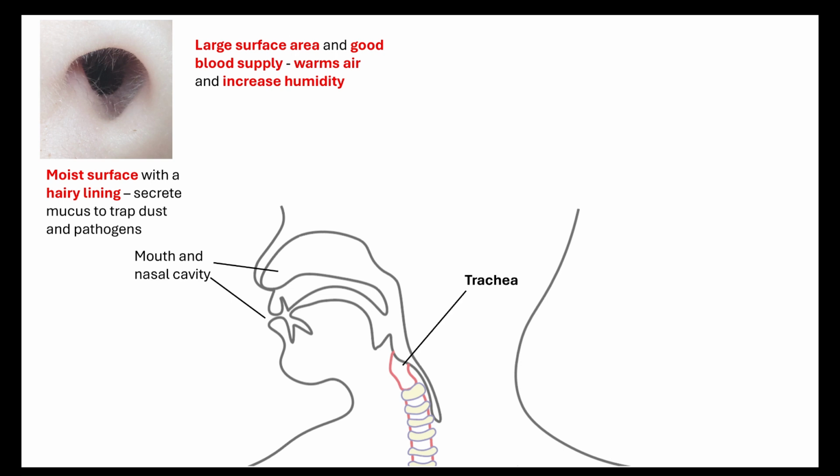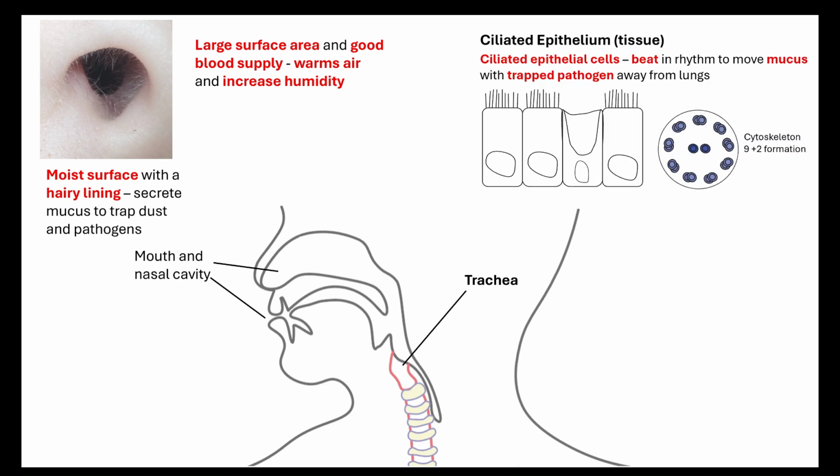Now, as we move down the trachea, we need to understand that the pathogens and dust that we have breathed in could potentially get past the hairy lining of our nasal passage and get down into the trachea. If it does, we need a way of stopping the pathogens from getting into our lungs. So what we have is what's known as ciliated epithelium. Ciliated epithelium is a tissue, and a tissue is a group of cells working together with a similar function, which would be to trap the pathogens and prevent them from getting to our lungs.